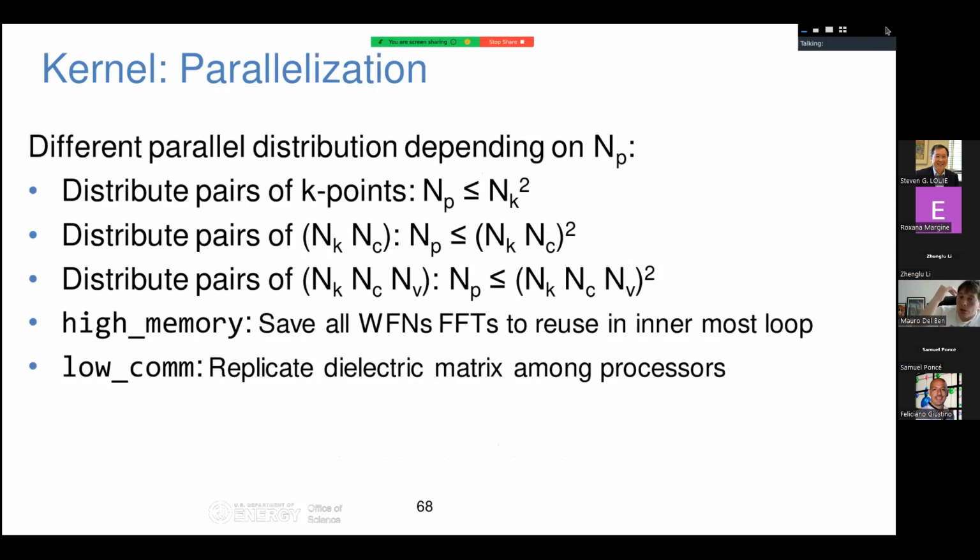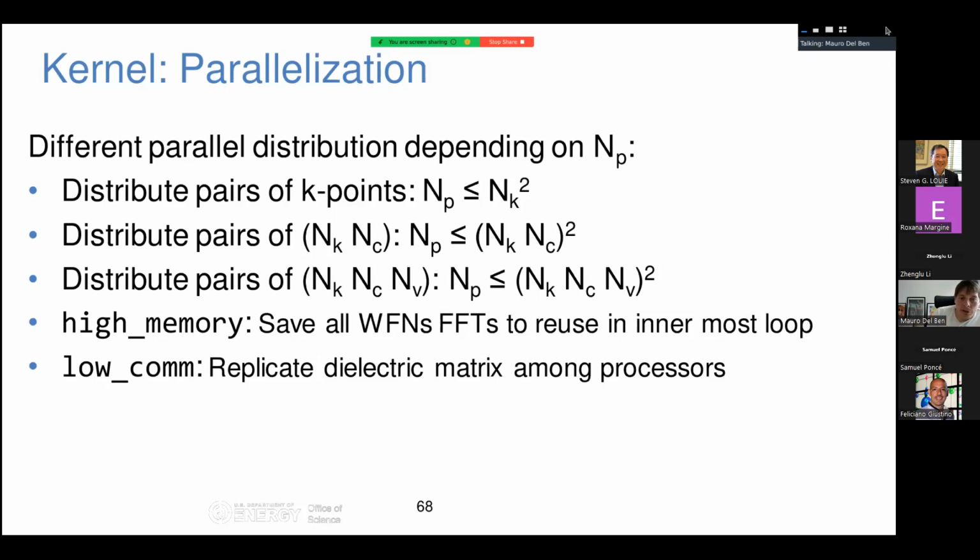So growing proportionally to the square of the number of k points. If the system is larger, then you want it proportional to the square of the number of k points times the number of conduction bands. And then at the lowest level, you essentially can go proportional to the square of k points, nc and nv. So you can see the massive amount of parallelism we have for the evaluation of these matrix elements.